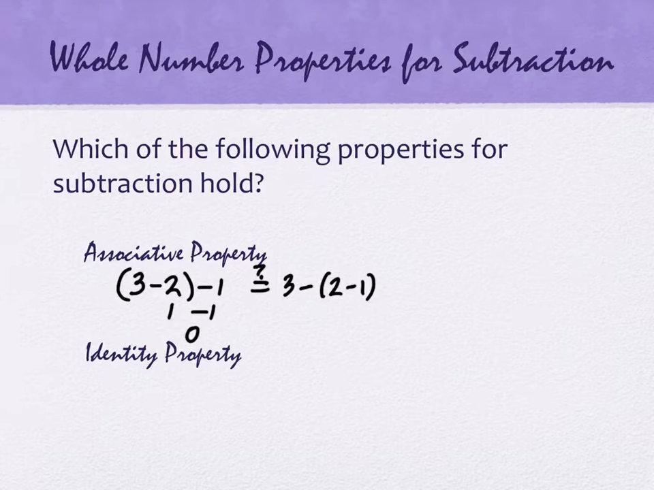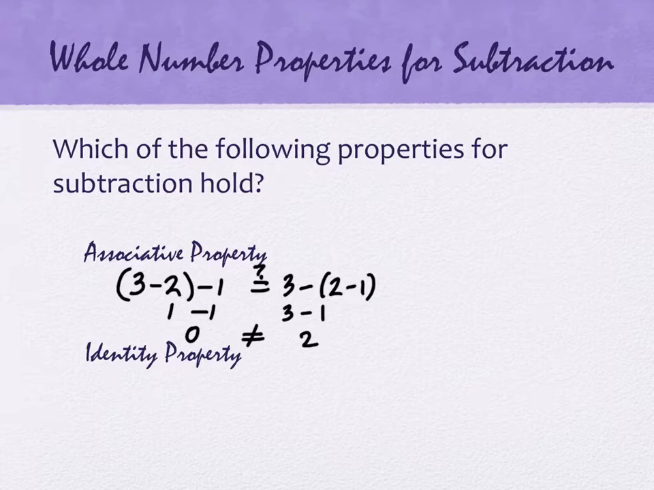On the right-hand side, I'll subtract 2 minus 1 first, and 2 minus 1 would be, don't everybody say it at once, 1. And then 3 minus 1 would be 2. Today and tomorrow and for the foreseeable future, 0 does not equal 2, right? Not going to work. So these do not equal each other. So since they do not equal each other, does the associative property always hold?